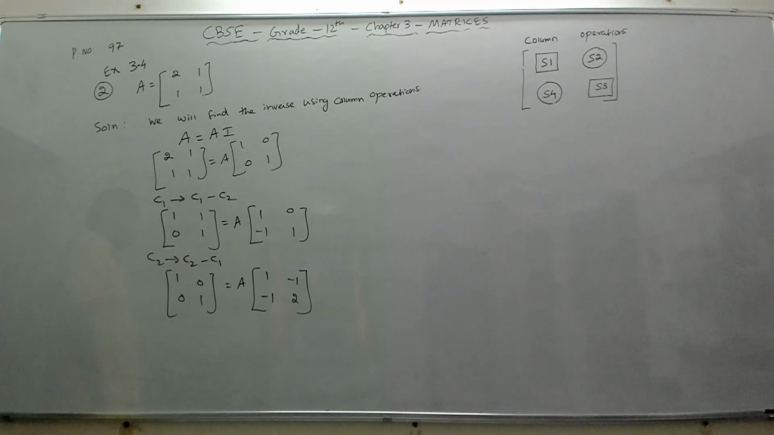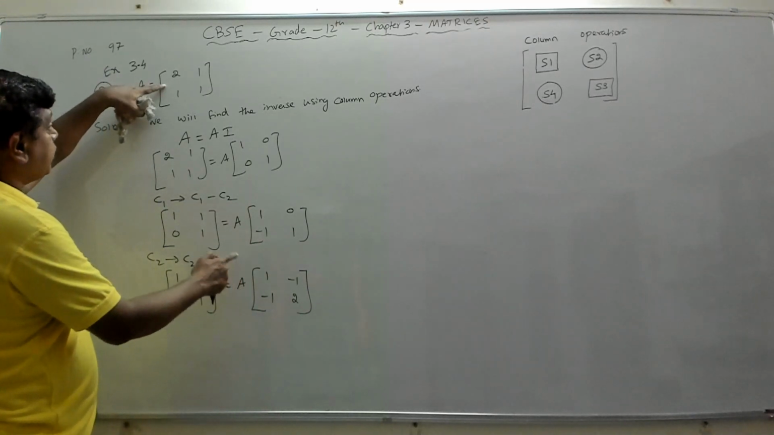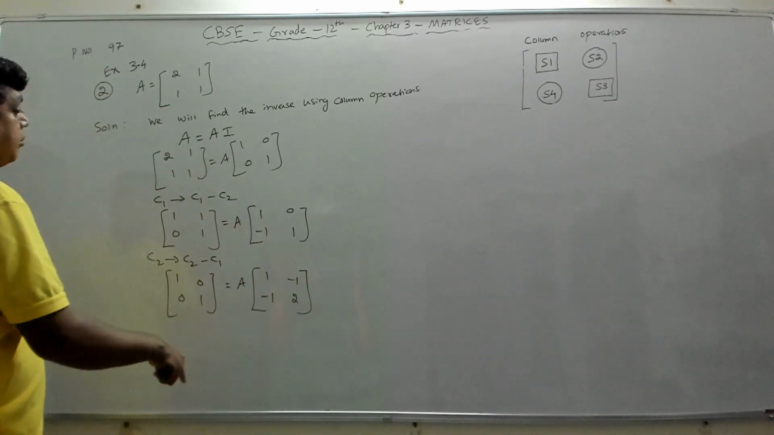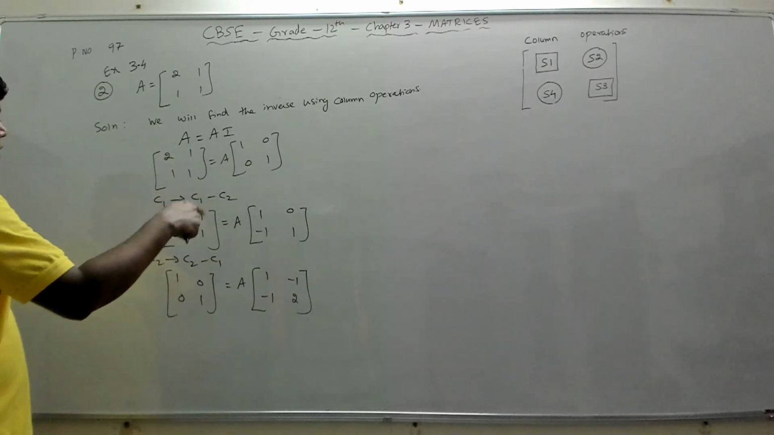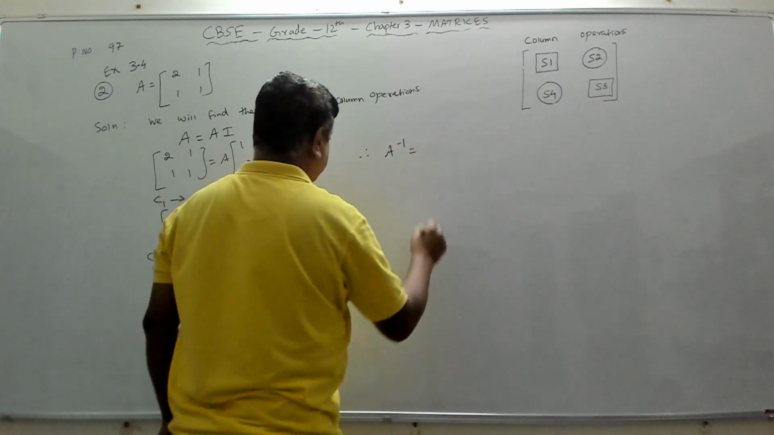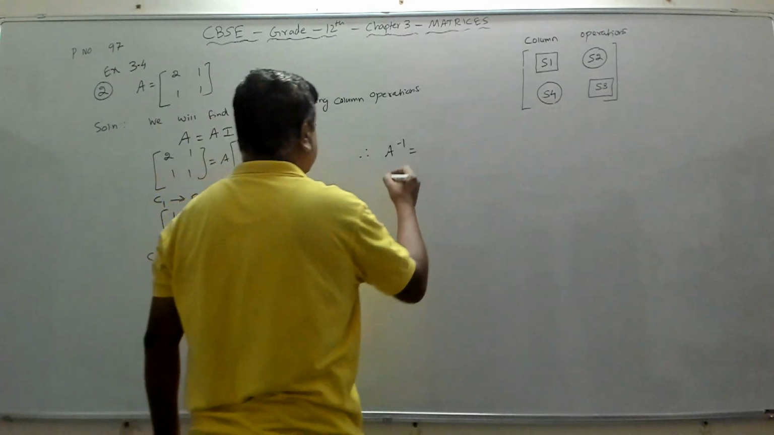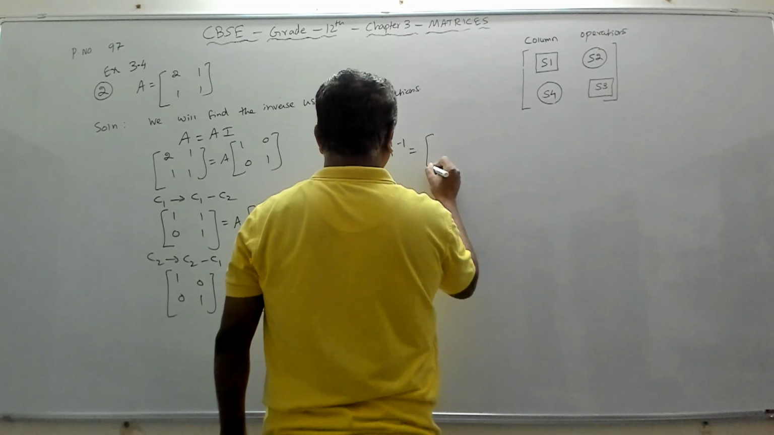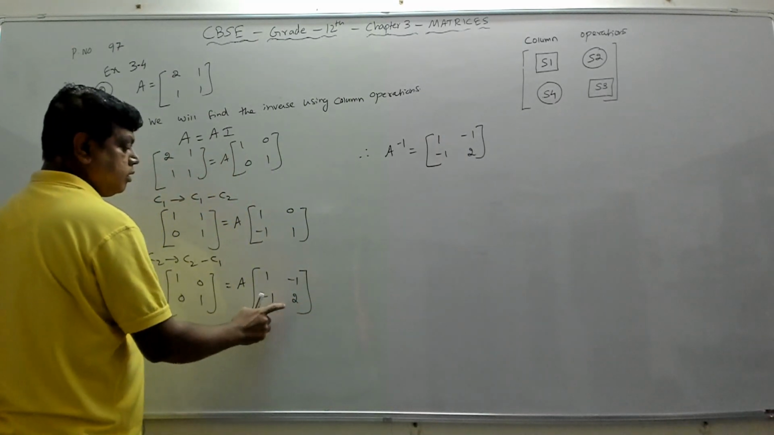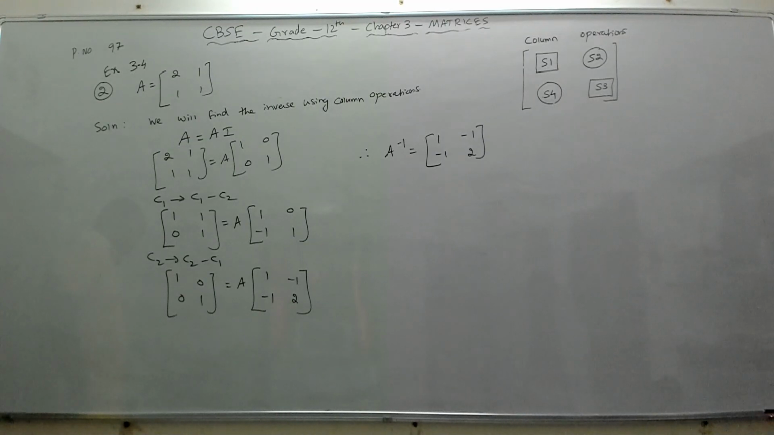1 minus 1 minus 1 and 2. So if you multiply these two, you will get the unit matrix, which is your identity matrix. We call that an identity matrix. So therefore your A inverse of A is equal to 1 minus 1 minus 1 2. So this is your inverse. This is the answer. This is the inverse of A. So all of you can pause the video and take the notes.